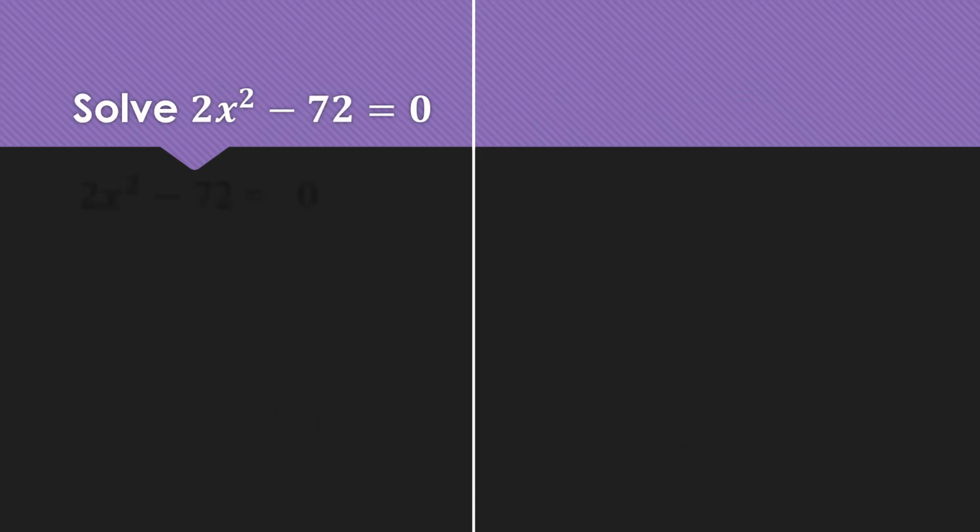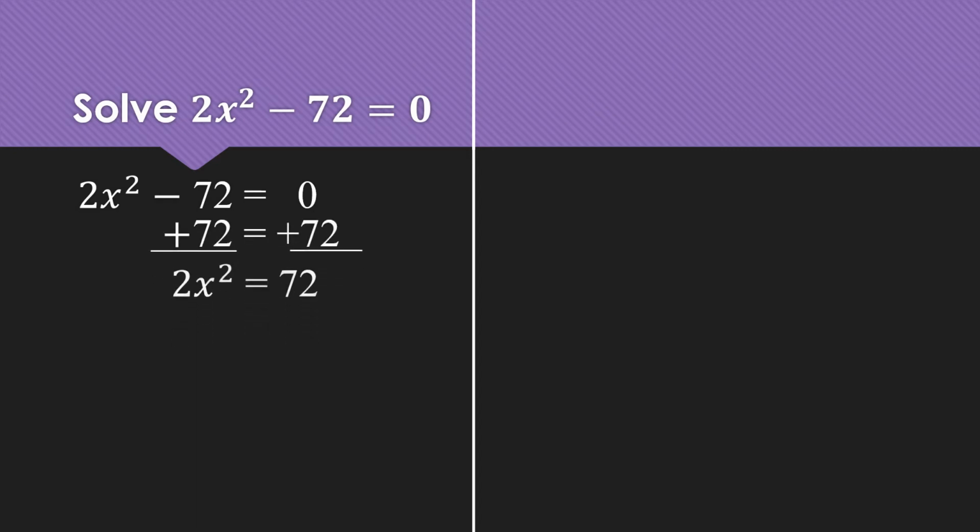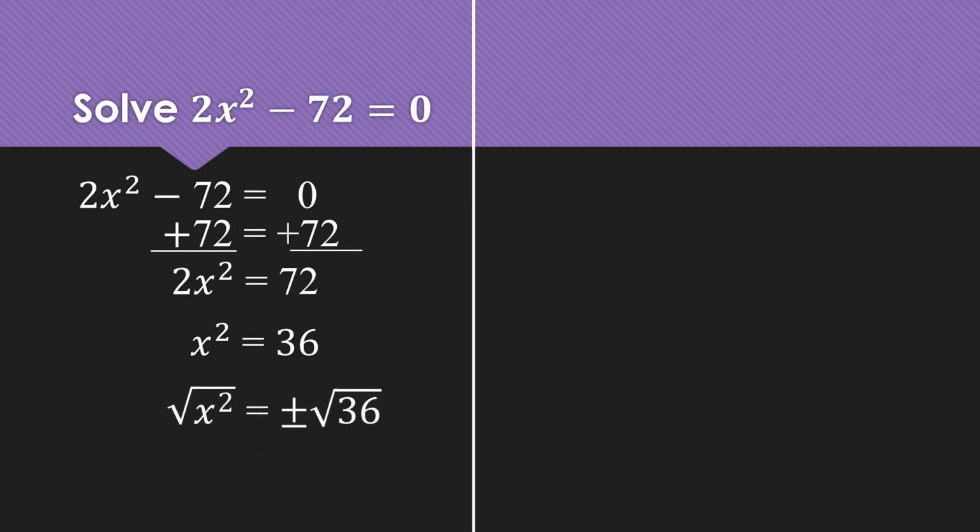Solve 2x squared minus 72 equals 0. So we need to get negative 72 to the right, so we're going to add 72 to both sides, which results in 2x squared equals 72. Divide both sides by 2, so x squared is equal to 36. Take the square root of both sides, and we end up with x is equal to plus or negative 6, or we can rewrite it as 6 comma negative 6.